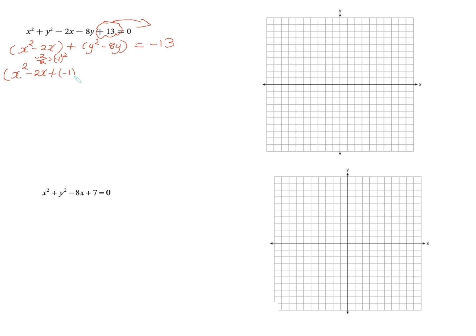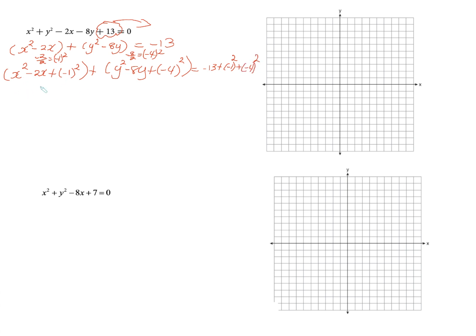So we're going to add negative 1 all squared, y squared minus 8y plus, now your b here is negative 8. You take half of that, you get negative 4, and then we got to square it. So we're adding negative 4 all squared equals negative 13 plus, remember the negative 1, we have to add that, plus the negative 4 all squared.